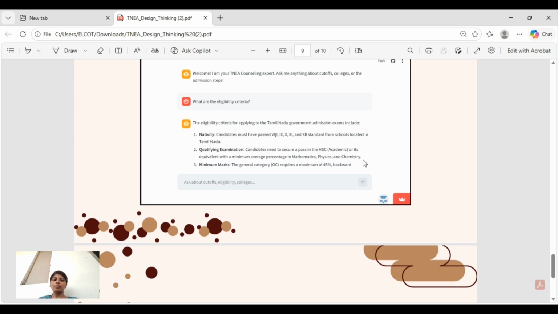Overall, this project demonstrates how AI and chatbot technology can improve the accessibility of educational information and support students during the important decision-making process.